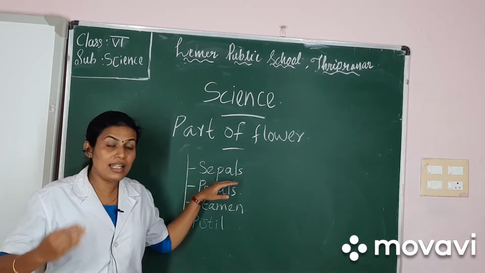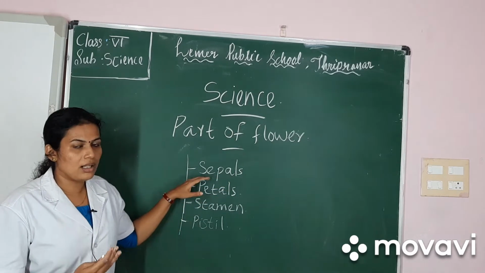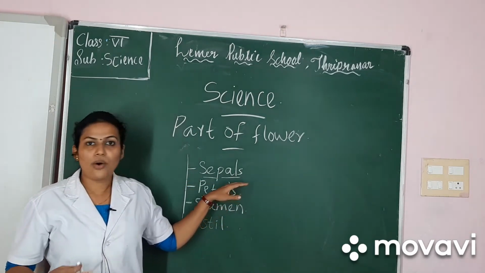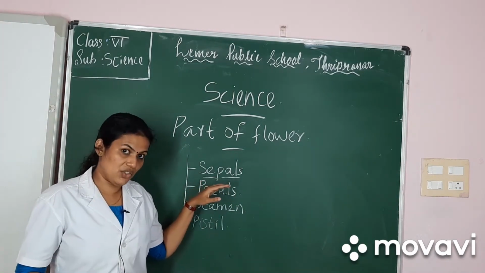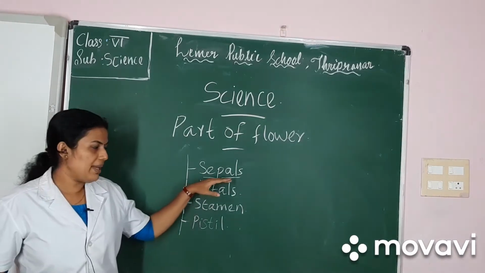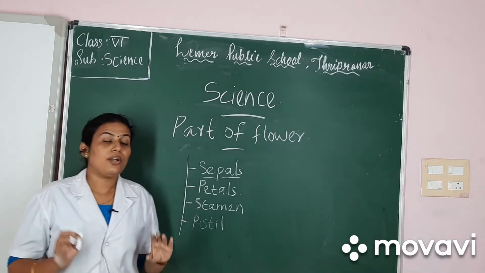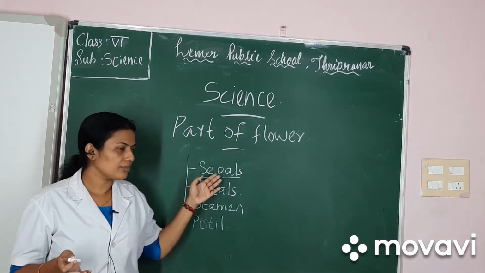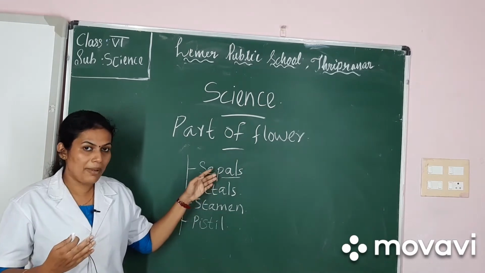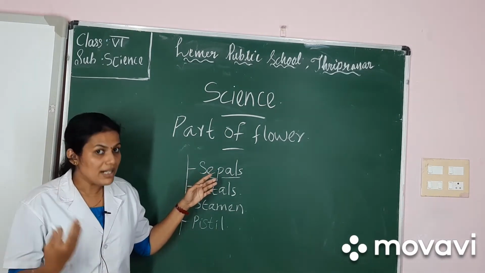Sepals are the green leaf-like parts in the outermost circle of a flower. The function of sepals is to protect the flower during bud stage. So the first part is a sepal, a green leaf-like portion on the outer circle of a flower, and its function is to protect the flower during bud stage.